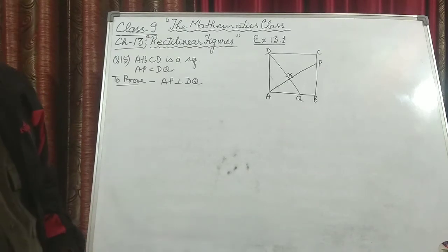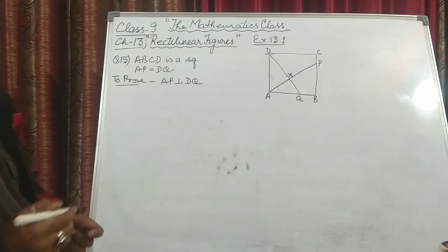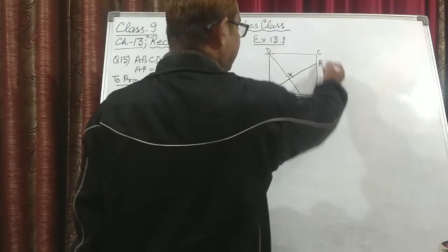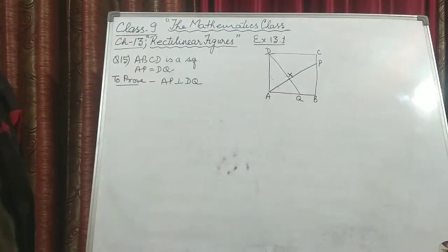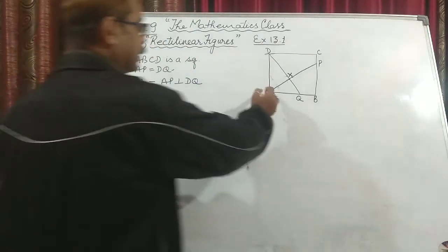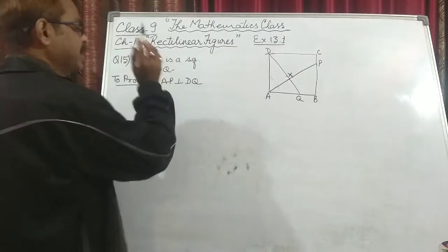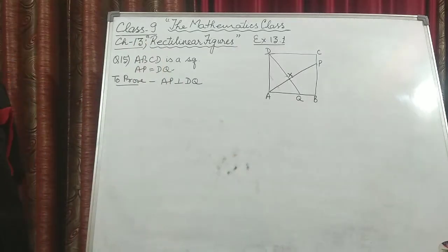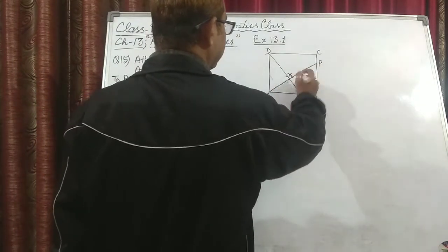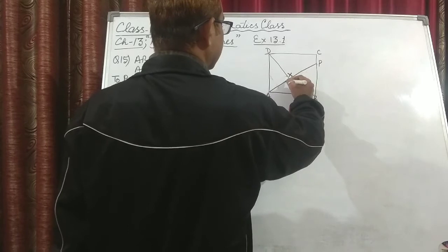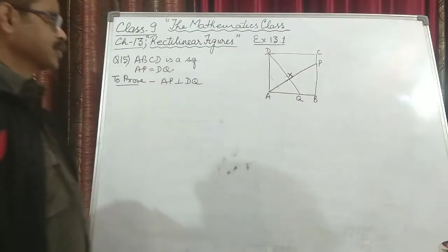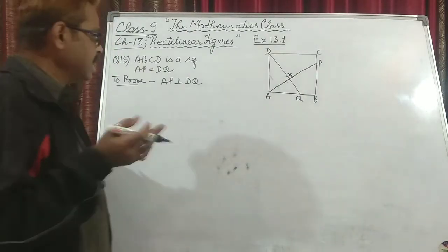Let us say this is point X where these two lines DQ and AP are meeting. I will read out the question. They say ABCD is a square. A is joined to a point P on BC and D is joined to a point Q on AB such that AP and DQ are equal. Then prove that AP and DQ are perpendicular. We have to prove that these two lines are perpendicular to each other. So we have taken this point of intersection of AP and DQ as X.